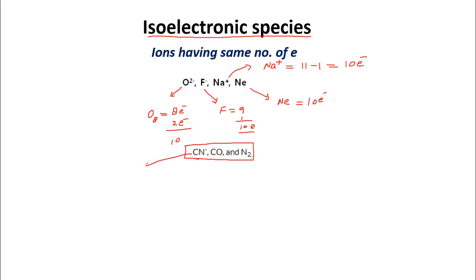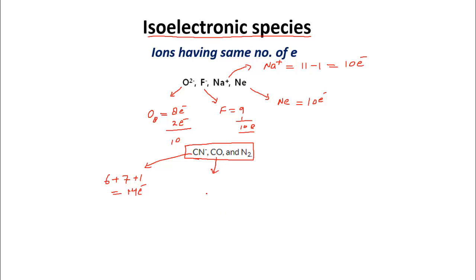Let's calculate the number of electrons in the cyanide ion. Cyanide has a carbon and a nitrogen. Carbon has 6 electrons and nitrogen has 7 electrons because nitrogen has atomic number 7. So 6 plus 7, and 1 extra electron. That means the total number of electrons will be 14 here, right? So CN negative has 14 electrons.